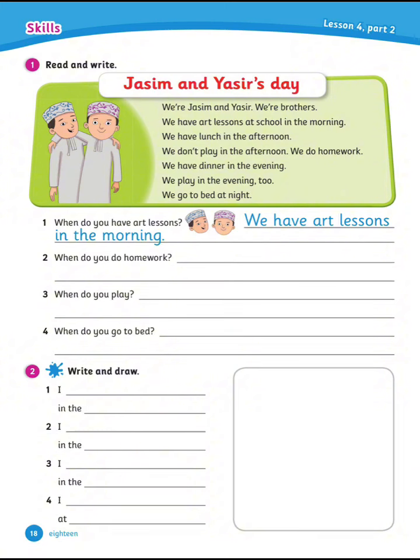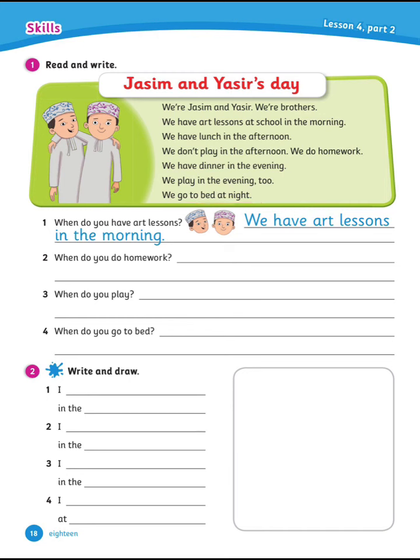Listen for Part 2. Exercise number 1. Read and write. Let's read this text about Jassim and Yasser's day. Then, let's answer the questions. Jassim and Yasser's day. We are Jassim and Yasser. We're brothers. We have art lessons at school in the morning. We have lunch in the afternoon. We don't play in the afternoon. We do homework. We have dinner in the evening. We play in the evening too. We go to bed at night.